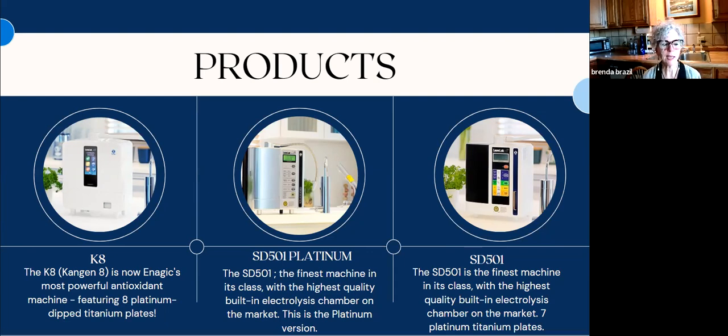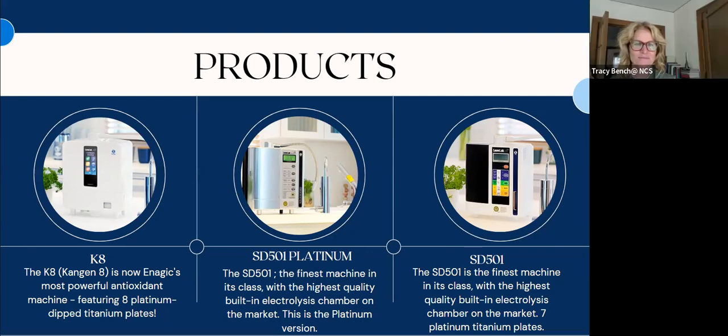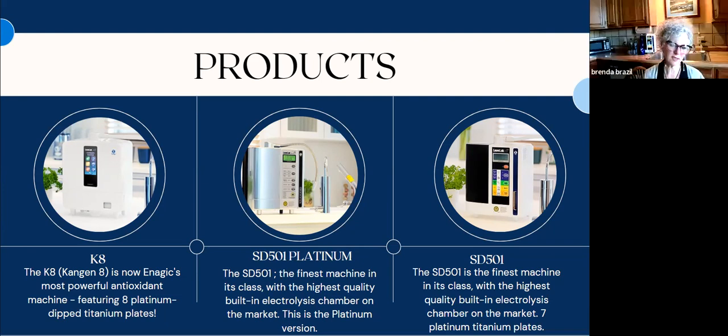So the K8 is the highest selling right now. That's the newest one within the last 6 years. They call it the Kangen 8 because it has 8 platinum titanium plates. Do you remember when she put that meter in the water and it showed the antioxidant, the negative charge? So that gives you a really powerful antioxidant charge, depending on your water source. It can be up to about negative 1,000 when it comes out of the machine. So that's why you want these.